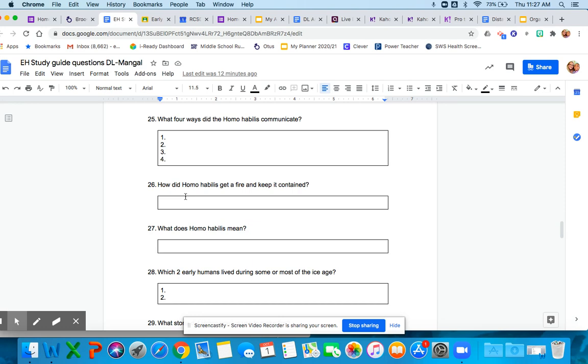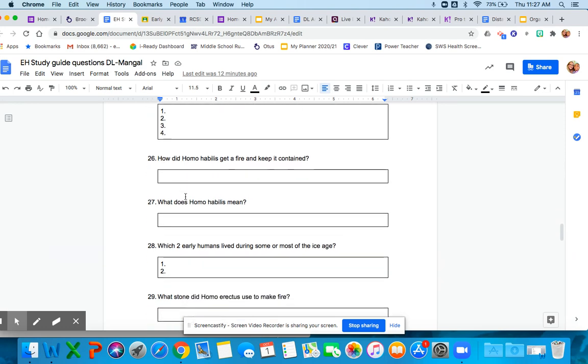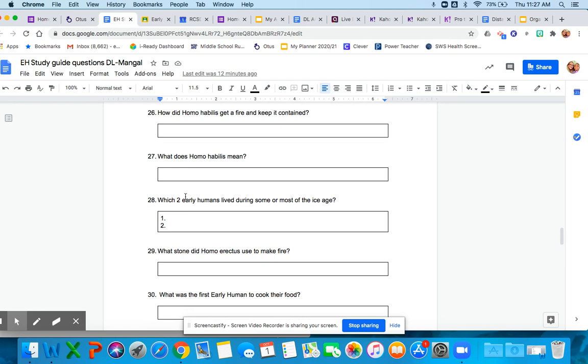Number 26, how did the Homo habilis get a fire and keep it contained? So the Homo habilis, we found evidence of their fire rings where they would collect rocks and keep the fire contained. And that's how they kept it contained. And they actually got it through natural means. So they weren't able to actually make fire, but they got it from lightning strikes.